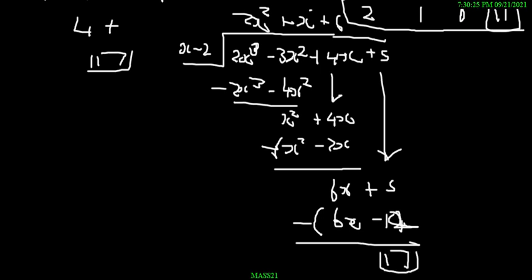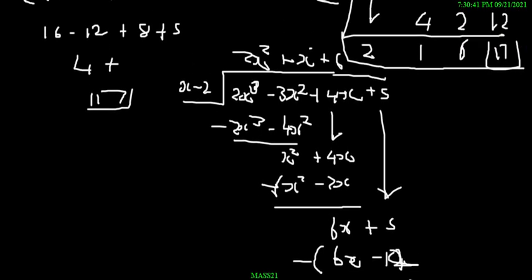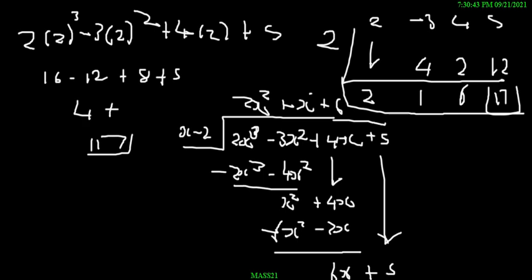So you can see that all methods, the remainder theorem, the long division and the synthetic division, have all given us the same remainder, as well as the same figures here.